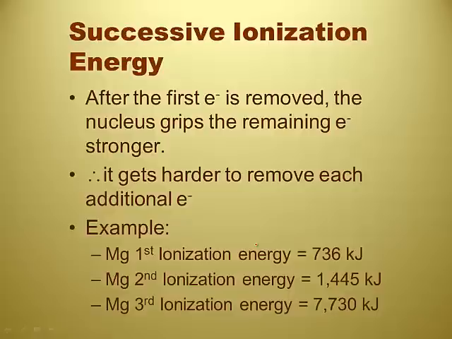So the minute you start digging into the core, it starts getting really difficult. It's a big jump. So you could actually determine the atom, or at least the family of the atom, based on ionization energies. Whichever one gives you the greatest leap, that's the last valence electron, and the very first core electron.